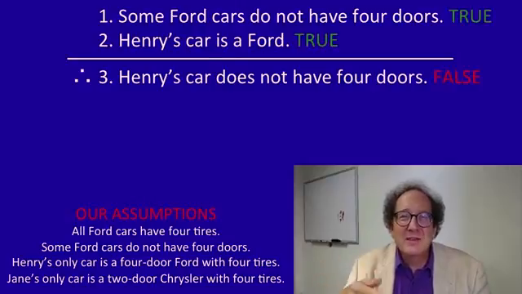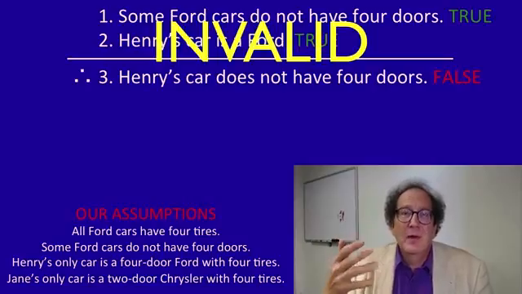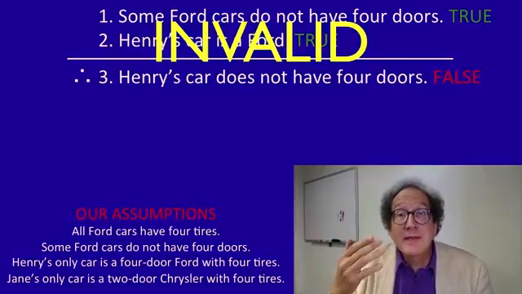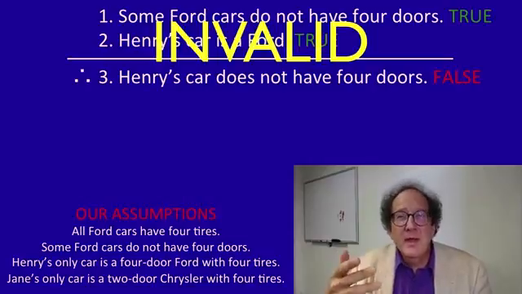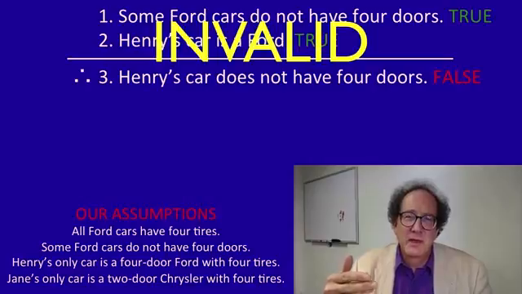And it's not valid because it's easy to see how it might be possible for the premises to be true and the conclusion false. It's simple. Even if some Fords don't have 4 doors, Henry's car is one of the Fords that does have 4 doors. And then both the premises can be true and the conclusion's false. So that's how you can get an invalid argument with true premises and a false conclusion.